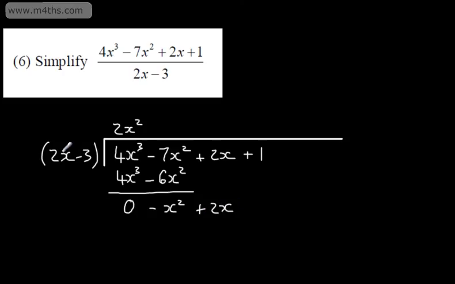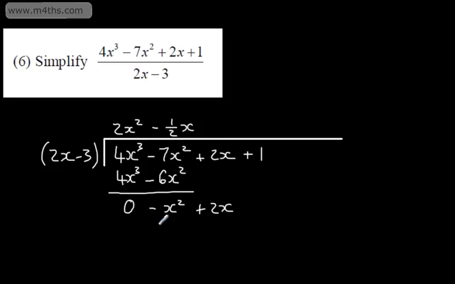This is when things get slightly tricky. 2x into negative x squared, or what is negative x squared divided by 2x? The answer is going to be negative 1/2 x. If you want to think about that, if that wasn't intuitive, what would you need to multiply 2x by to get negative x squared? Well, the answer is negative 1/2 x.